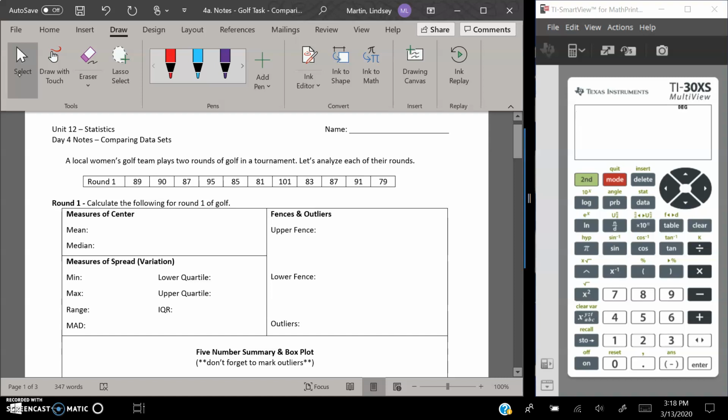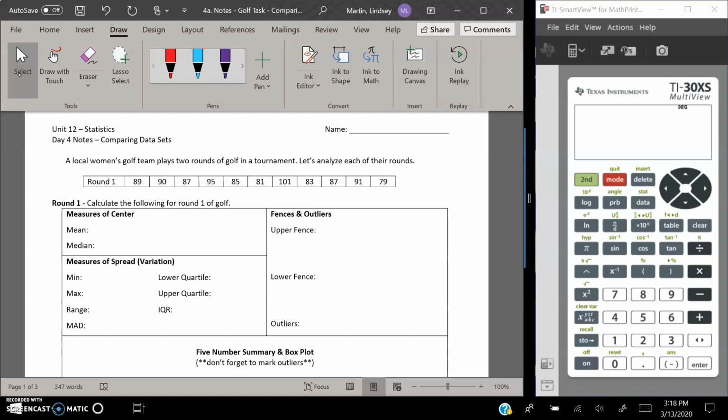Today we're going to be talking about comparing data sets. Make sure that before you begin today that you have your calculator out ready to use or that you have Desmos pulled up on your computer. We will be heavily relying on the calculator today.